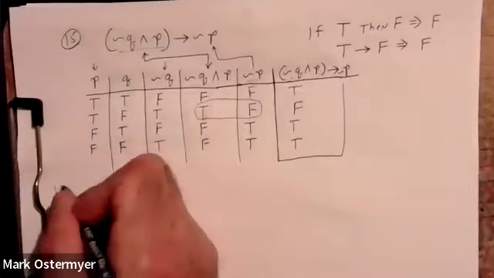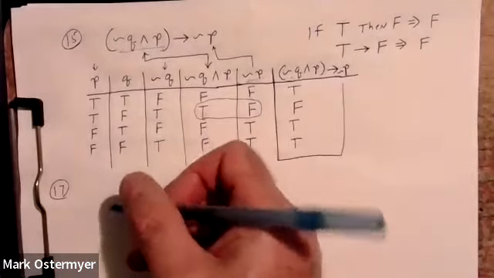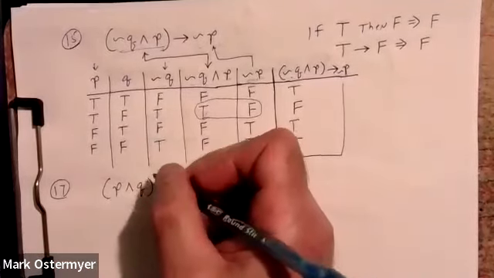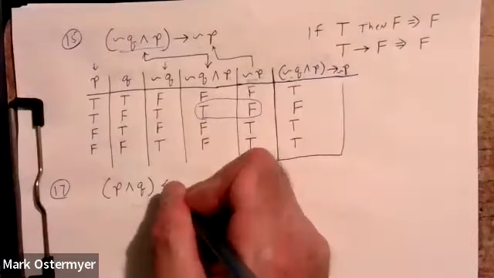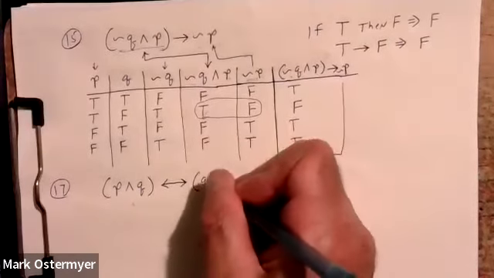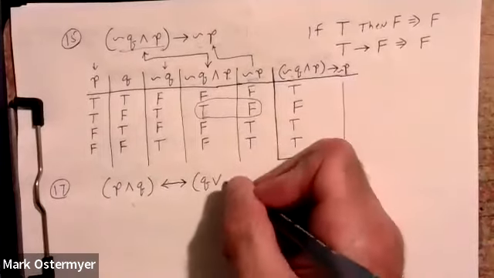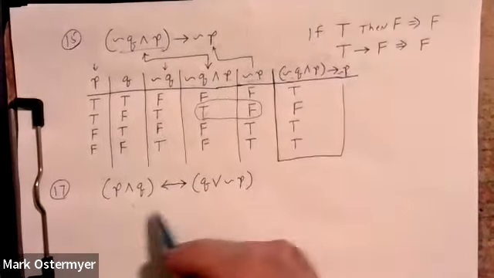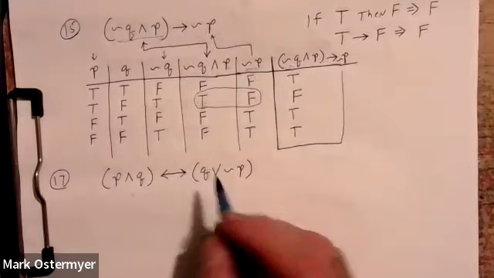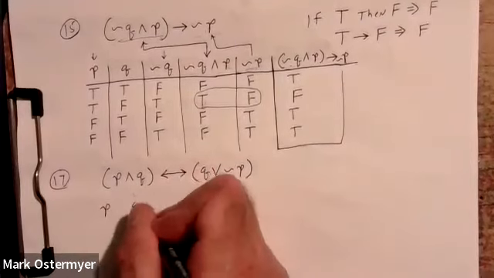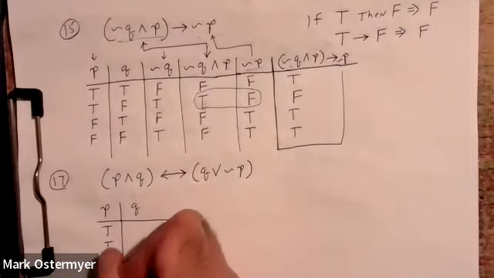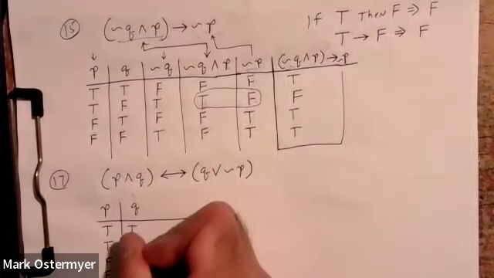All right, I'm going to try number 17 next. Again, we only have two statements involved in this compound statement, which is a biconditional. So therefore, I'll have my P and Q columns to start off my truth table. P takes on the values of true, true, false, false. Q takes on the values of true, false, true, false.